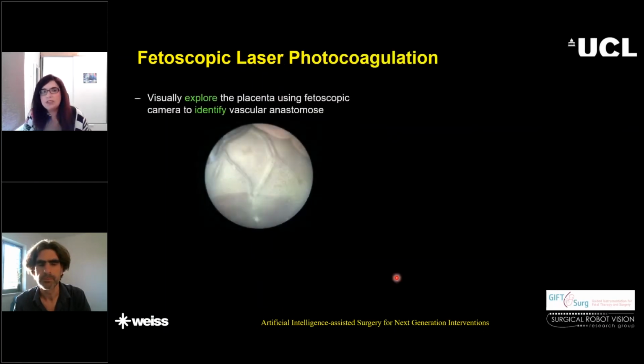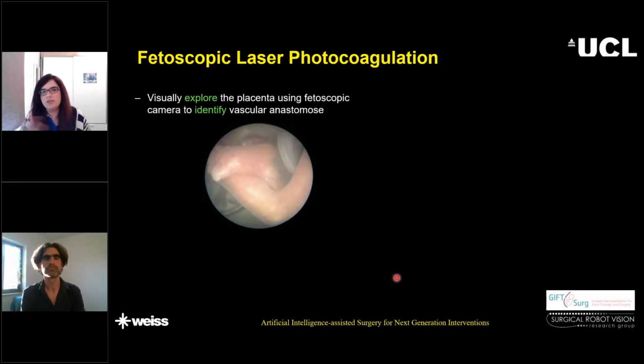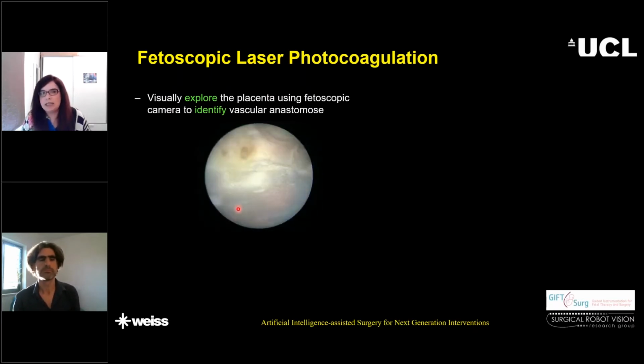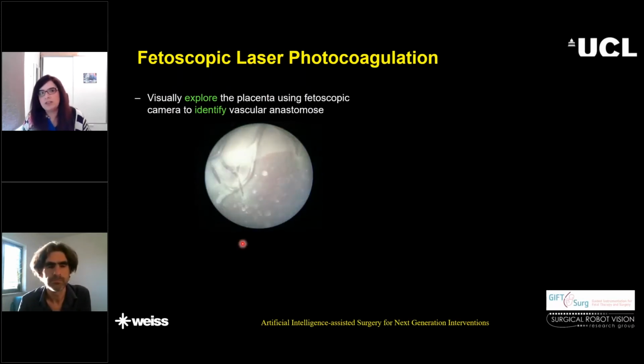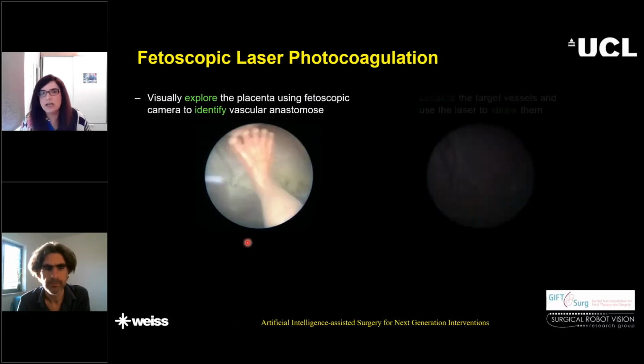So during this procedure, the surgeon visually explores the surface of the placenta and identifies the abnormal connections, or where the vascular anastomosis sites are. While doing that, the surgeon is mentally registering a map of the whole environment in his head, which at times is quite a lot of load for the surgeon.